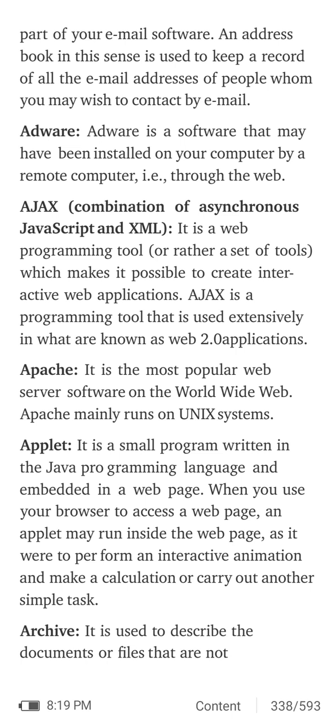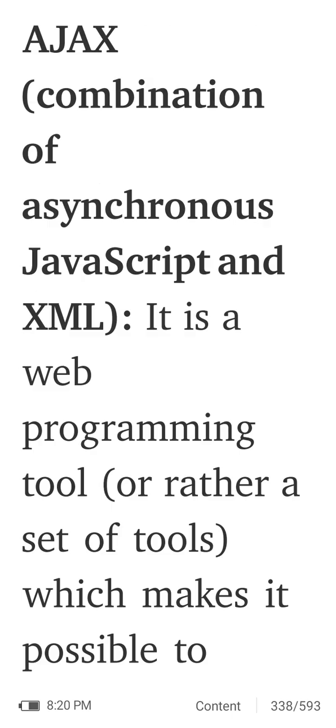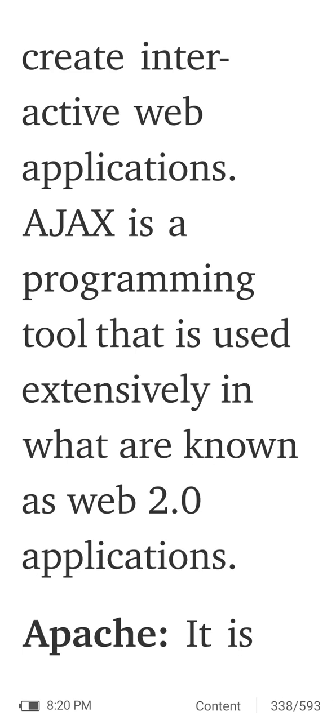Then adware. Adware is software that may have been installed on your computer by a remote computer through the web. Then Ajax, a combination of asynchronous JavaScript and XML. It is a web programming tool, or rather a set of tools, which makes it possible to create interactive web applications. So Ajax is a programming tool that is used extensively in what are known as Web 2.0 applications.